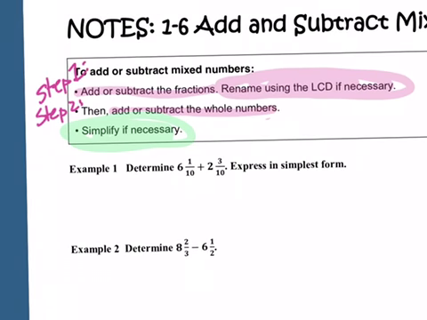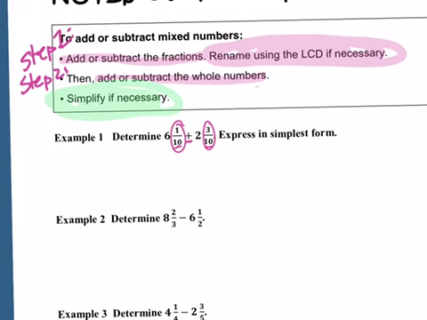So step 1, just look at your fractions and the operation in the middle. Since my fractions have the same denominator, I can just add those right across. 1 plus 3 is 4, and the denominator stays the same. Then I want to go back and add my whole numbers. So 6 plus 2 is 8.